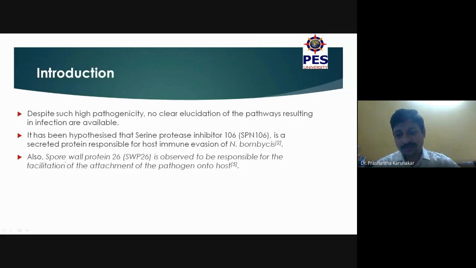And we have another protein called spore wall protein 26. It is also observed to be responsible for facilitating the attachment of the pathogen. There is one beautiful image by which we can better understand on what basis we can take these proteins as targets.